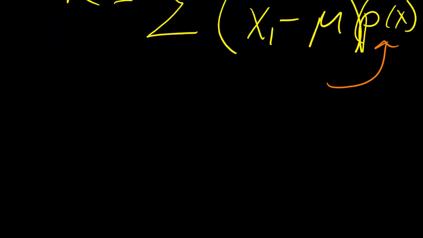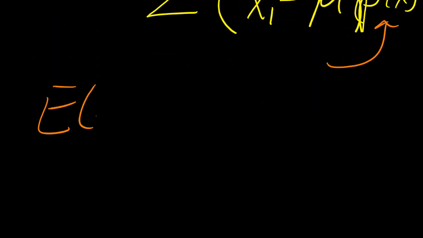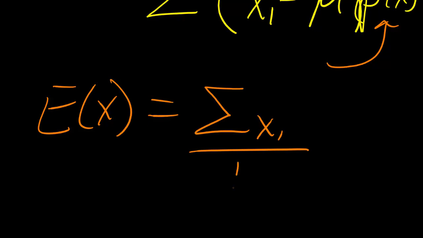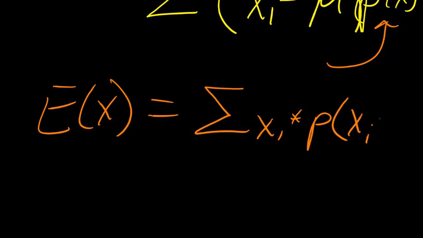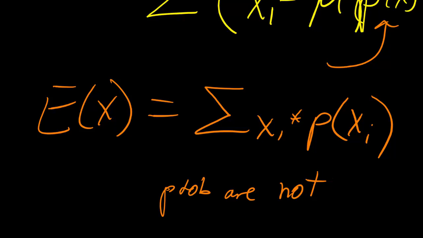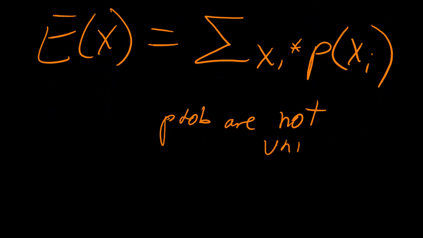And the same thing is true for our basic expected value calculation. We have the summation of x sub i over n for a regular average, but this is wrong. When we do expected value, we have to multiply this guy times the probability that any one of the observations will occur, because the probabilities are not uniform. They are different for each observation. I hope that helps, and good luck.